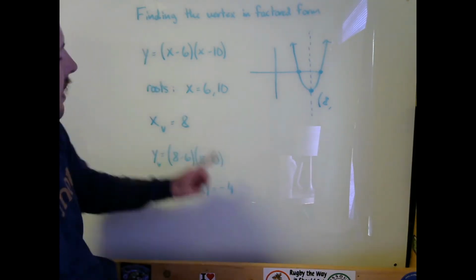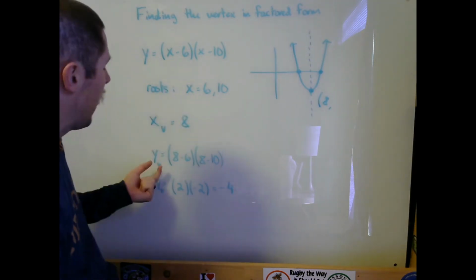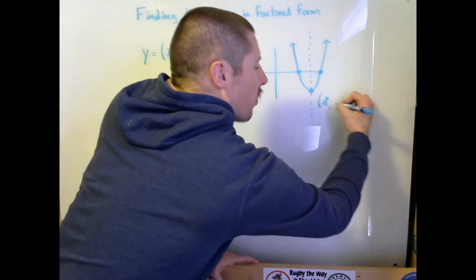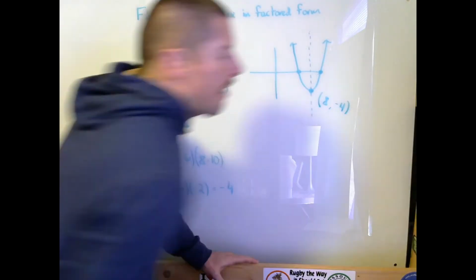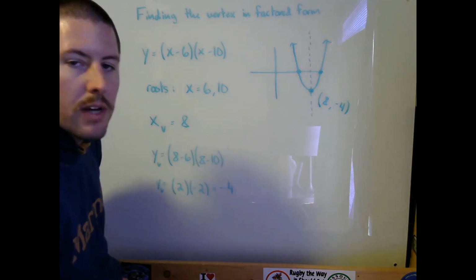By plugging the x value of the vertex into my original equation, I have found the y value of the vertex to be -4. So I am now confident in stating that the location of the vertex here is at (8, -4). Let's just look at one more example.